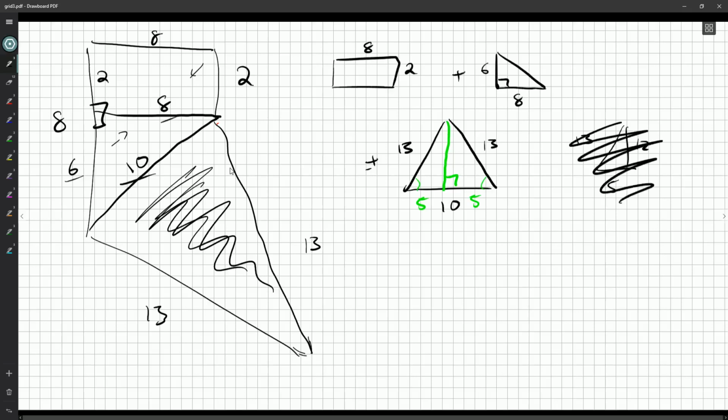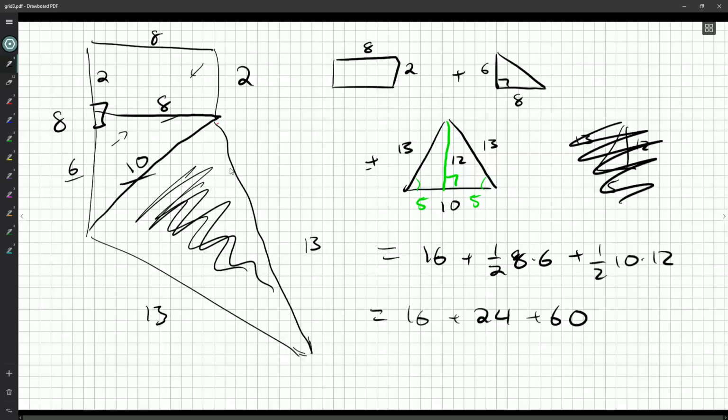But either way, we have a formula for the area. So it's going to be 2 times 8, 16, plus 1 half times 8 times 6, and that'll be 24, plus 2 copies of these split triangles, or I guess we could just say, we found the height, so 1 half base of 10 times height of 12. So that's going to be 60. So we get 16 plus 24 plus 60. That's 40 plus 60, and that's a final answer of 100.